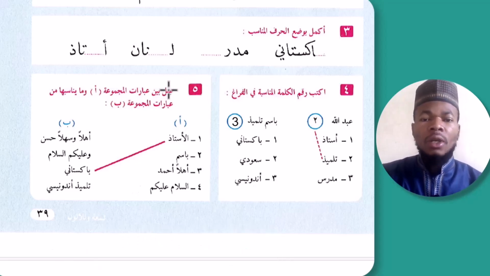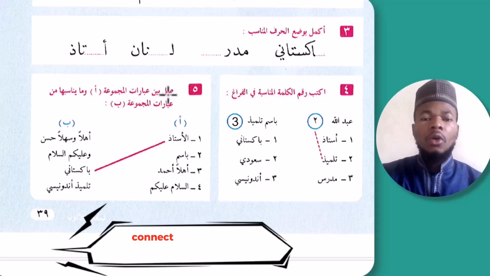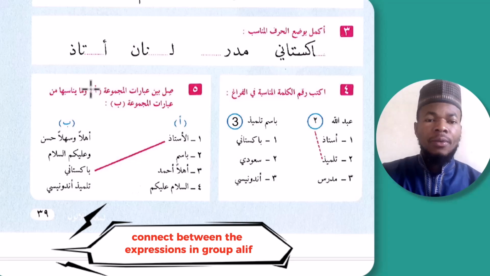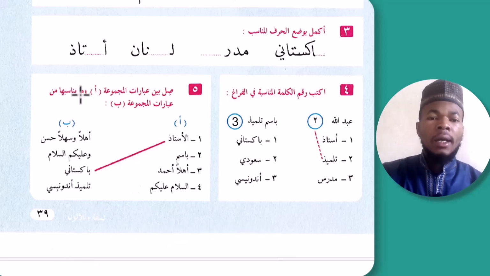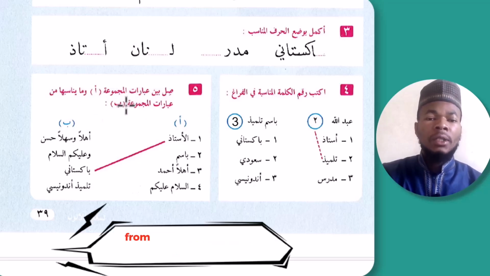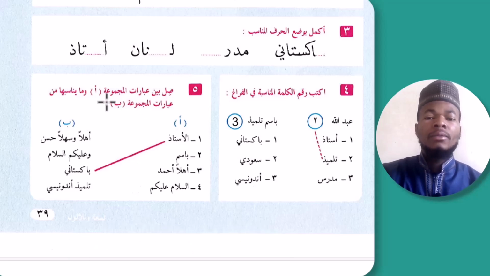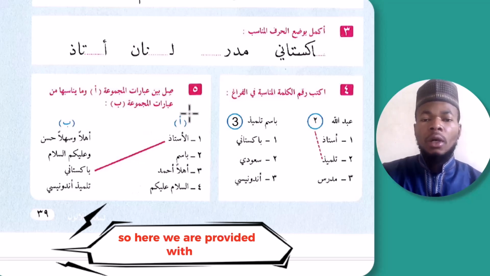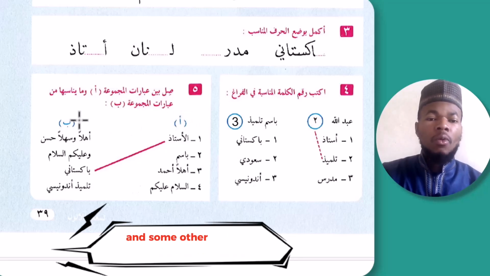So here we have sil bayna ibaratil majmu'ati alif. This means connect between the expressions in group alif wama yunasibuha, and the ones that suit them من عبارات المجموعة با, from the expressions in group ba. So here we are provided with some set of words in group alif and some other ones in group B. So what we are going to do is to select the one that suits them from group ba.